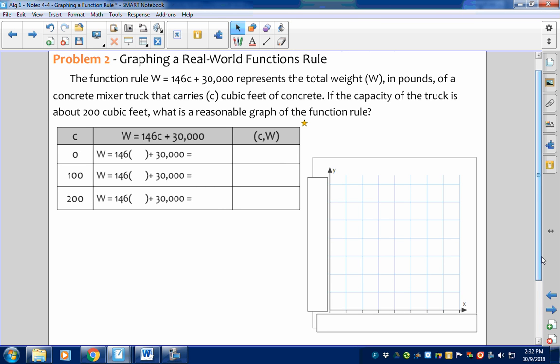But if I tell you the capacity is 200 feet, I think it's a really good idea to draw the graph between the lowest value in the domain, we call this the domain, which we're going to learn about later, and the highest value that makes sense for the problem. So it's 0, 100, and 200. Then we take this equation, W equals 146 times 0 plus 30,000. It's 30,000. I was going to do that one and let you guys do the next 2. You stole that one from me. You're welcome. That's one I could do after lunch.